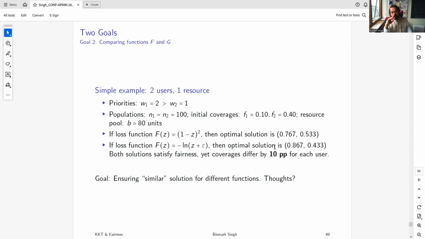Both solutions satisfy the appropriate fairness up here, but their coverages differ strongly, by 10 percentage points for each user. So our goal is, could we design some notion of similar solutions when there are different functions as well. I don't know yet how to do this. If you have any ideas, we would again appreciate your ideas.